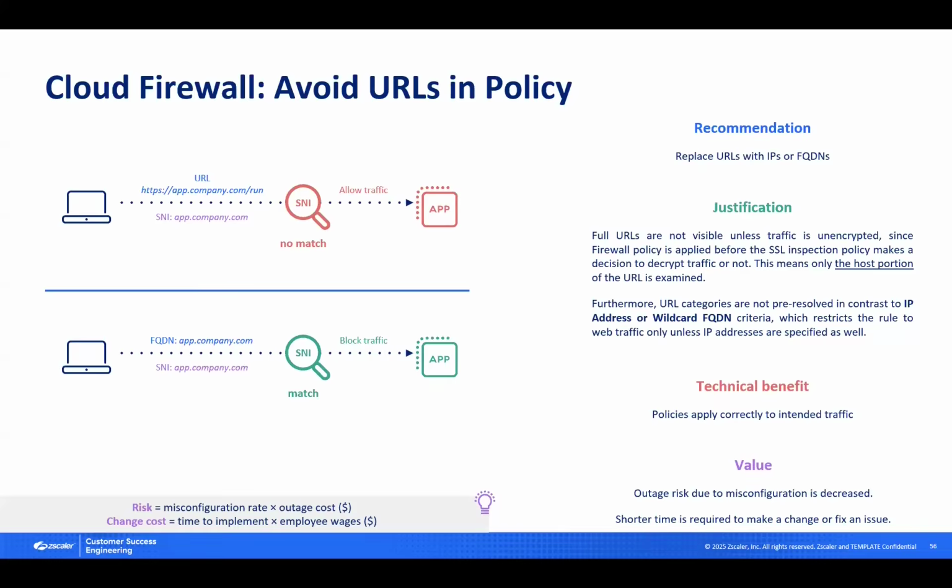Next, it's recommended that you avoid using URLs in firewall policy. This is because full URLs are not visible unless traffic isn't encrypted, since firewall policy is applied before the SSL inspection policy engine makes a decision to decrypt traffic or not. This means that only the host portion of the URL is examined. Note also that URL categories are not pre-resolved, in contrast to IP address or wildcard FQDN criteria, which restricts the rules to web traffic only, unless IP addresses are specified as well.